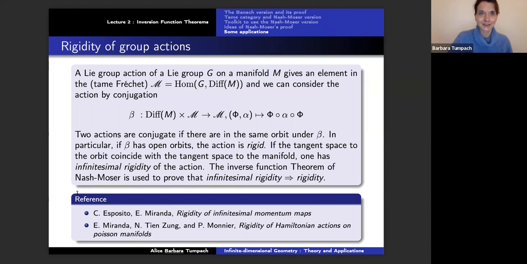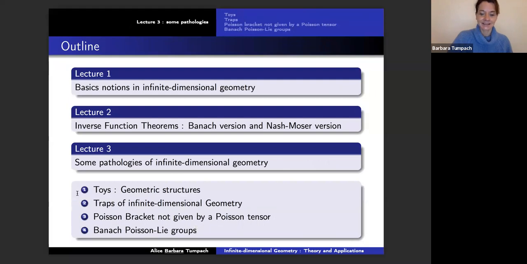Okay, I'll give you some references. I know I'm late, so I stop here. Sorry, I was not so clear perhaps at some points, but it's hard in 1 hour.